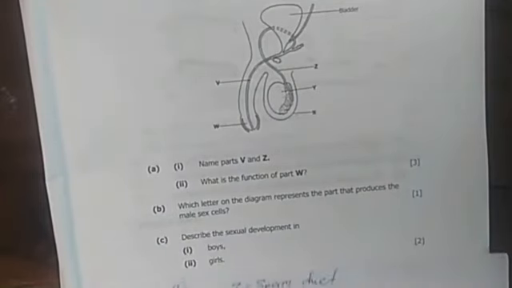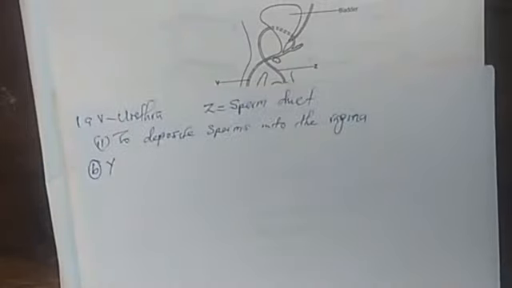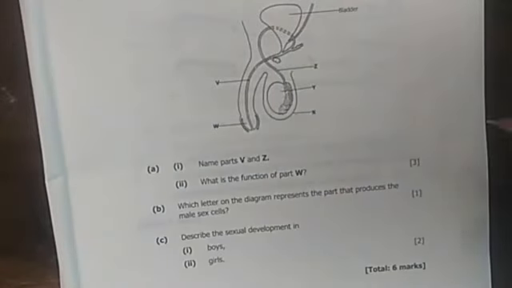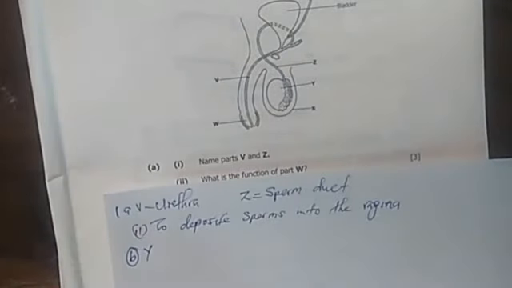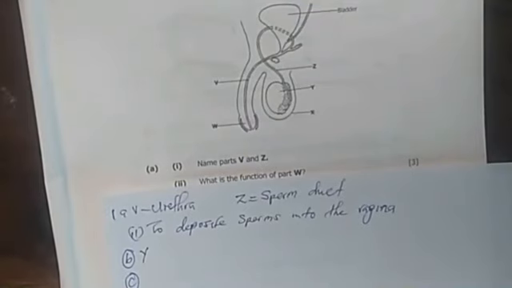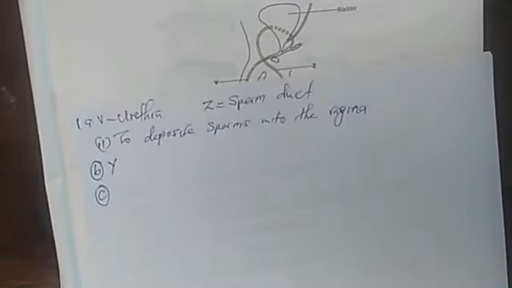Okay, we come to question C. Describe the sexual development in boys and girls. So you're going to give 1 each. Here it's very important to take note of the marks given, 6. So when boys and girls reach adolescence, what happens? What development do they develop? What new things do they develop?